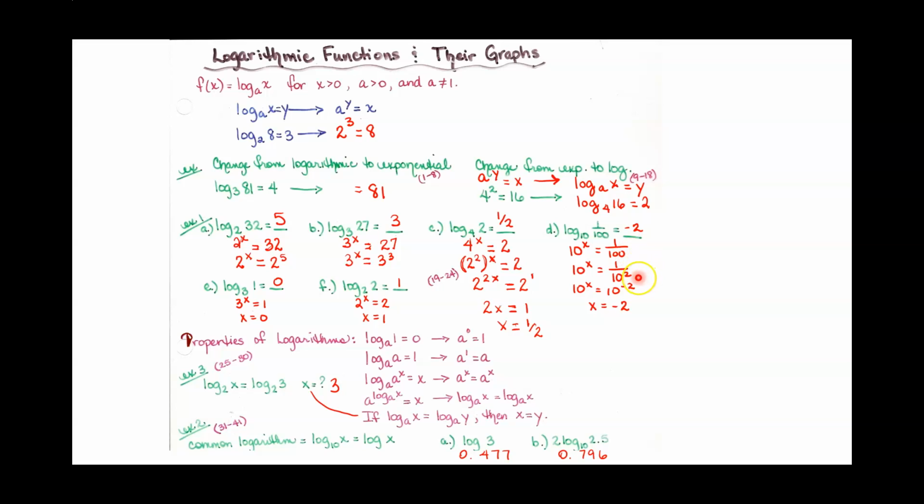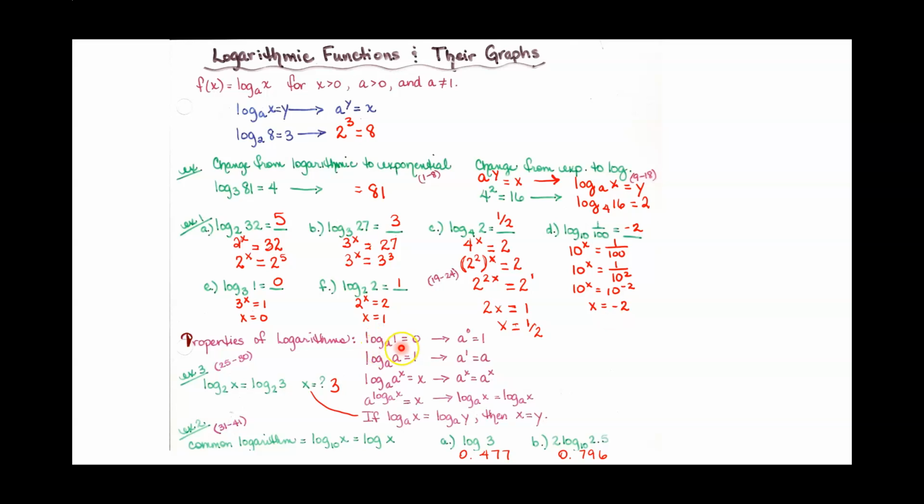That'd be 10 squared. And then to move it across the division bar, to move it from the denominator to the numerator, I use the negative exponent. And then once my bases are the same, I set my exponents equal to each other, and I'll get x equals -2. Now, there are some properties of logarithms that we can use as well.